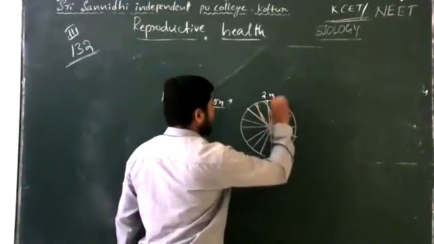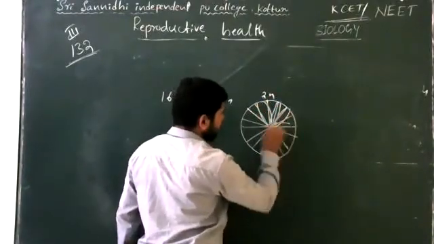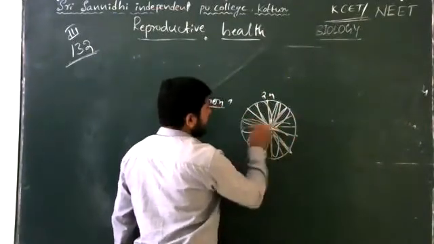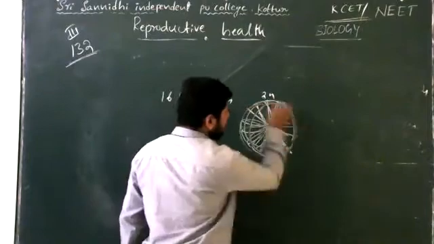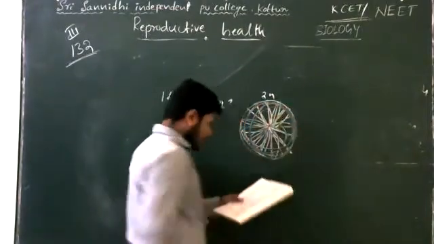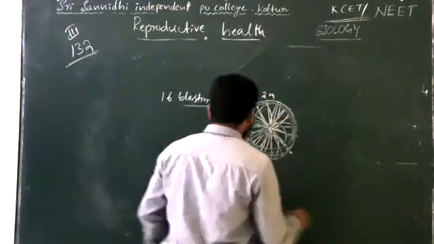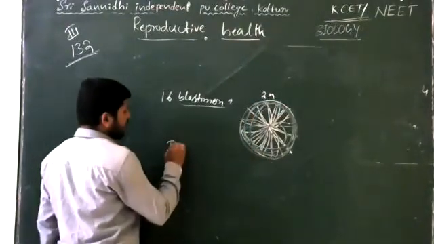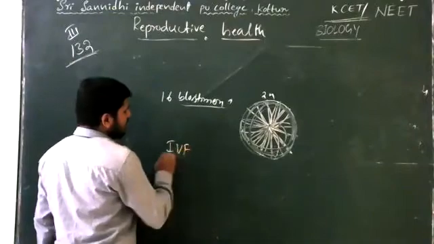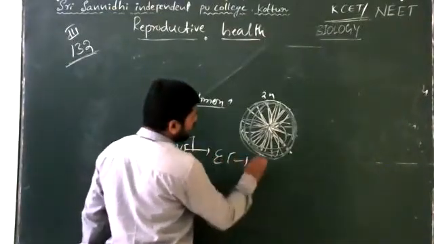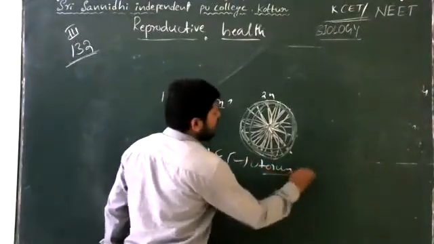So these are what? These are blastomeres. For example, I will say like this for our convenience. So this 16 blastomere embryo is transferred after in vitro fertilization, IVF. In vitro fertilization, this embryo is transferred to the uterus for what?